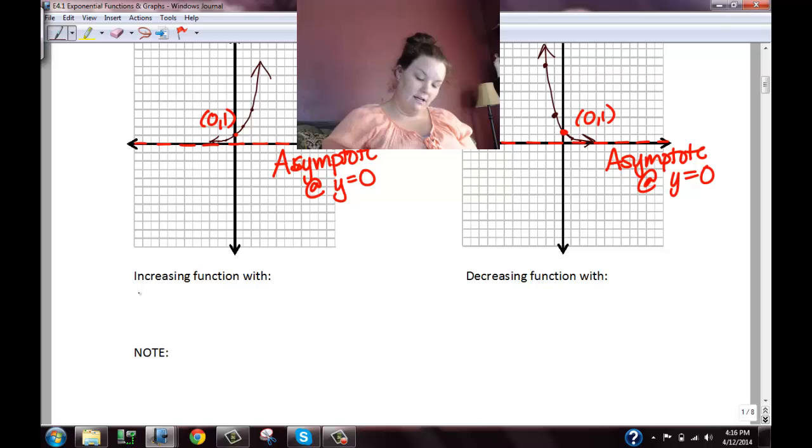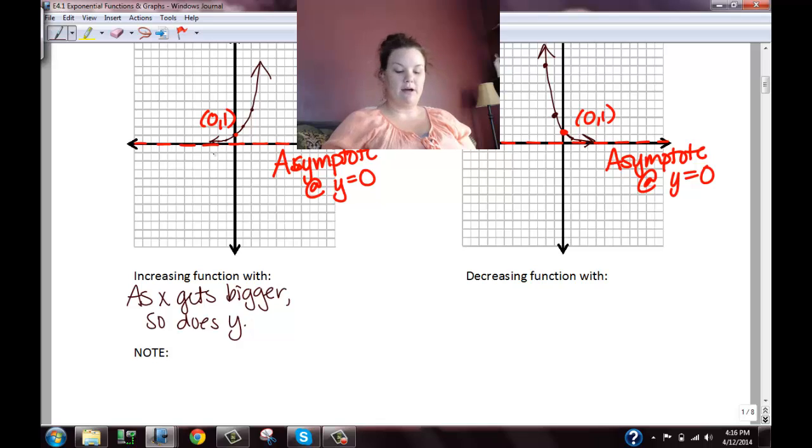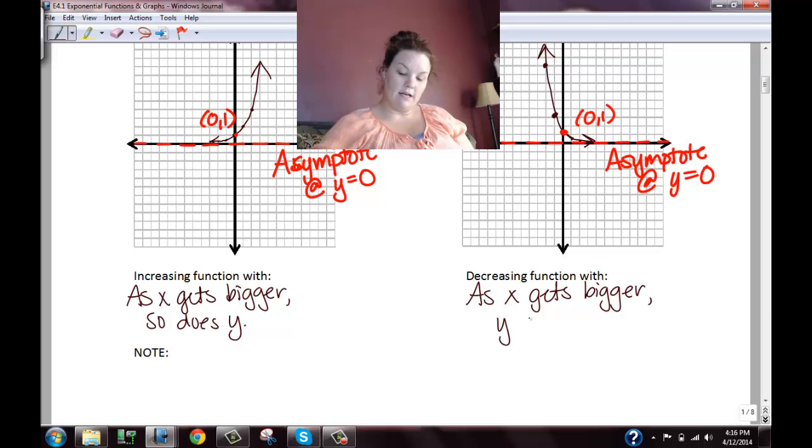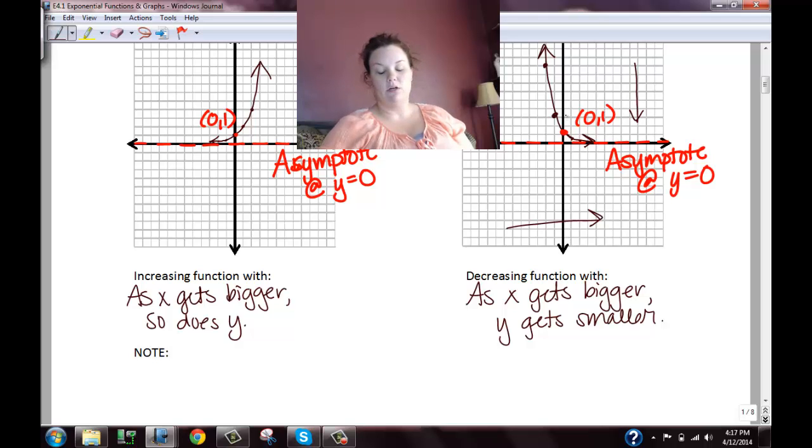Okay. So I just want to put down here, increasing function. What this says is, as x gets bigger, so does y. So notice as we go out in the positive direction for the x's, our y's are increasing. That's all that means. And then with a decreasing function, as x gets bigger, y gets smaller. So notice as we go out in the positive direction for x, our y's are getting lower and lower.